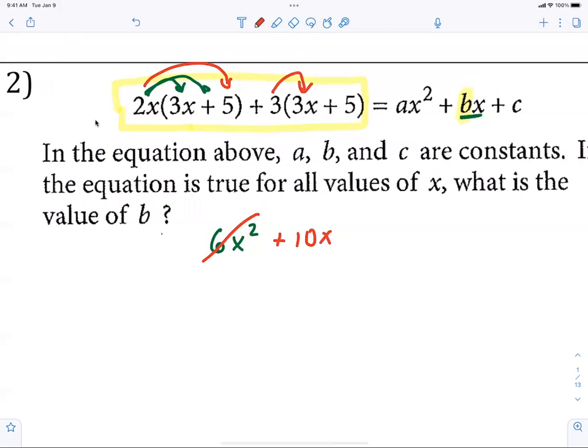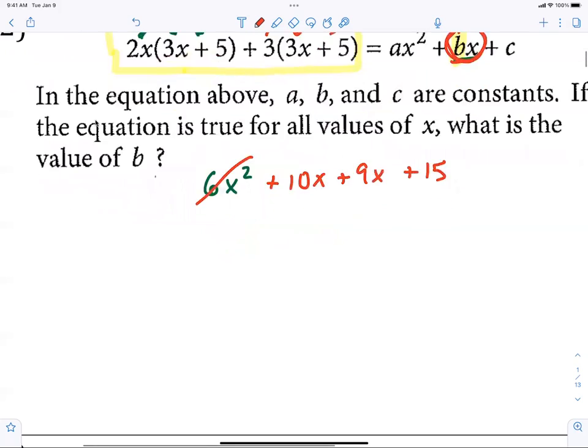Now 3 times 3x. What is that? 9x. Do I care about that? Yes, I care about all the x's. And then 3 times 5. That would be 15. Why don't you care about the x squared again? Because they're asking me to find b. Oh, b is not the square term. Thank you.